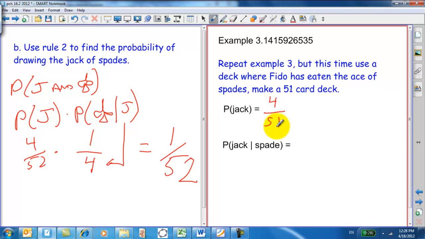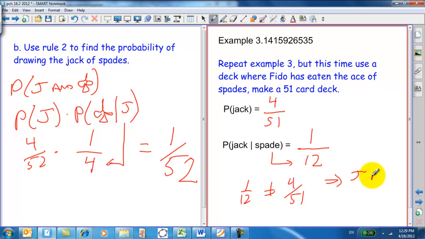Now, probability of Jack, given that it's a Spade, remember, given that it's a Spade, Fido ate the ace of spades, so now there's only 12 spades left, and one of them's a jack. 1/12 does not equal 4/51. 48 does not equal 51. Therefore, jack and spades are dependent events.